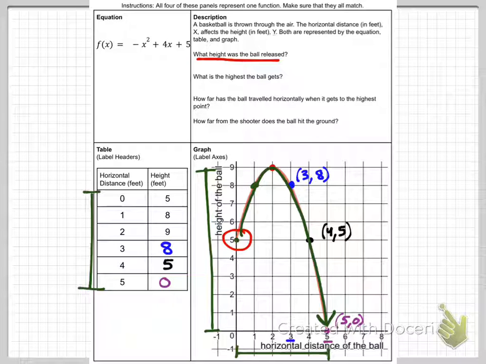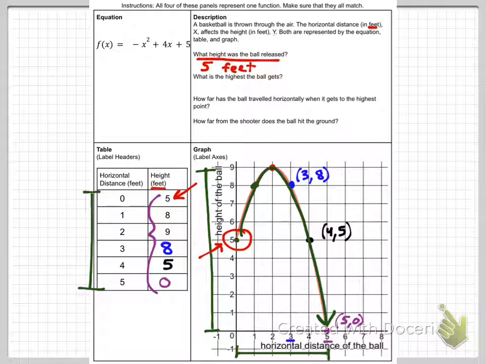So at what height was the ball released? Well, it's released right there at a height of 5 feet. You can also see that in the table. See where the horizontal distance is 0? The height is 5 feet. So write down 5 feet. What's the highest the ball gets? I got feet from both the situation and the table.